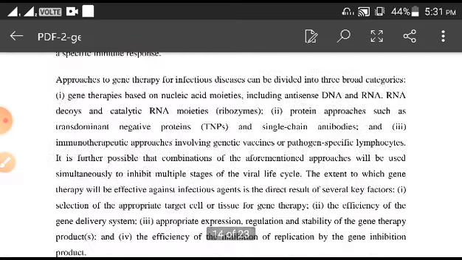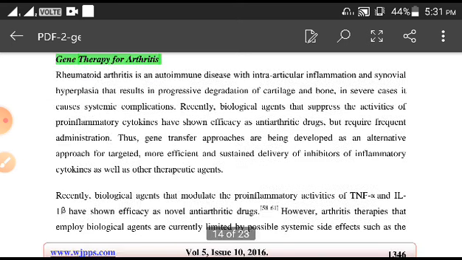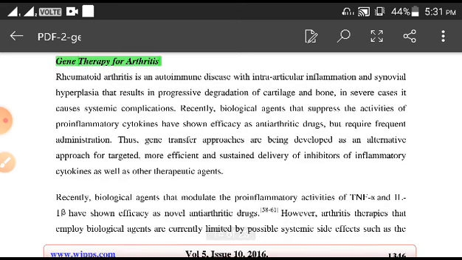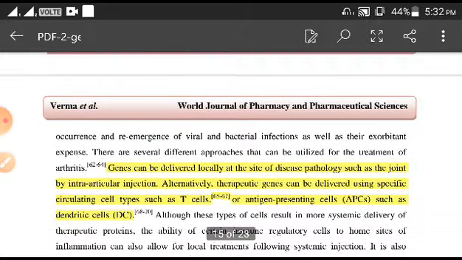Already we have seen some viral diseases. Gene therapy for arthritis is also there, where arthritis is one of the idiopathic diseases. We don't know the real cause behind arthritis. A big number of the population in the world is affected with arthritis, especially old people. So if gene therapy is offering a solution for it, it is a wonderful curing method.